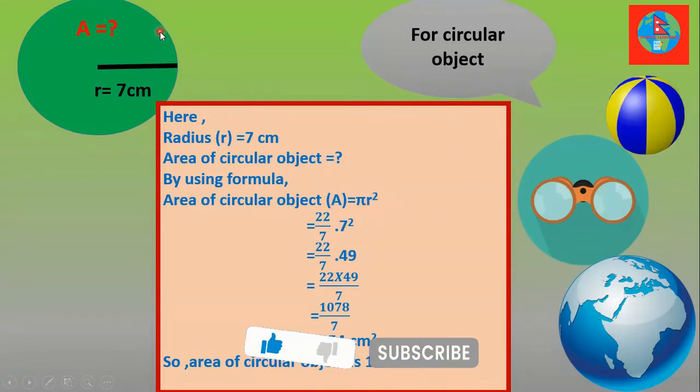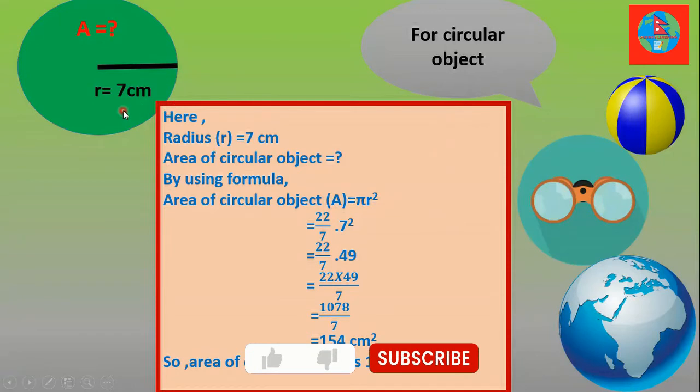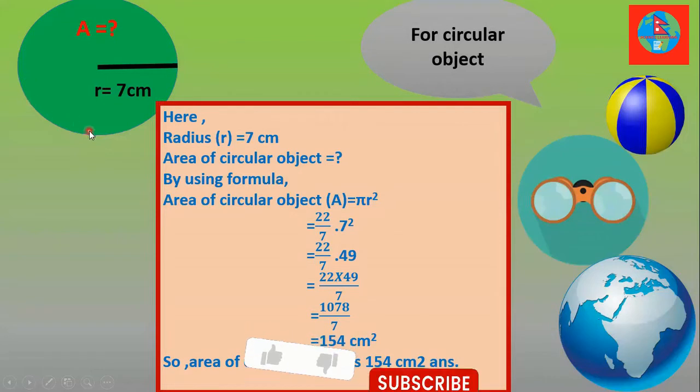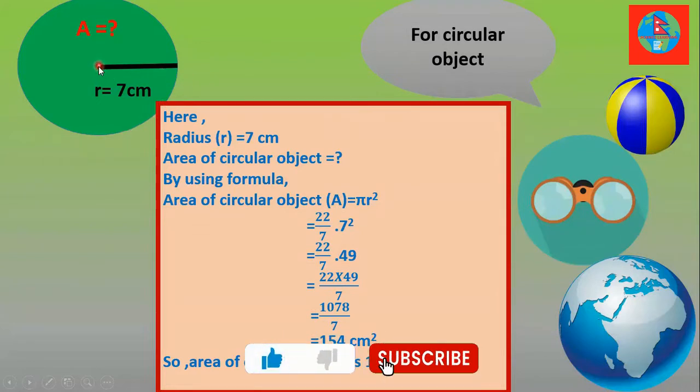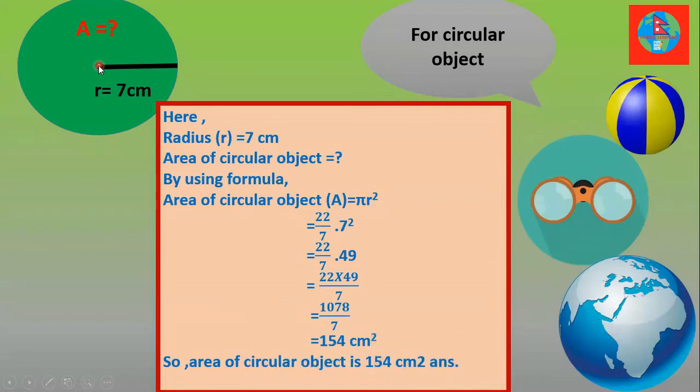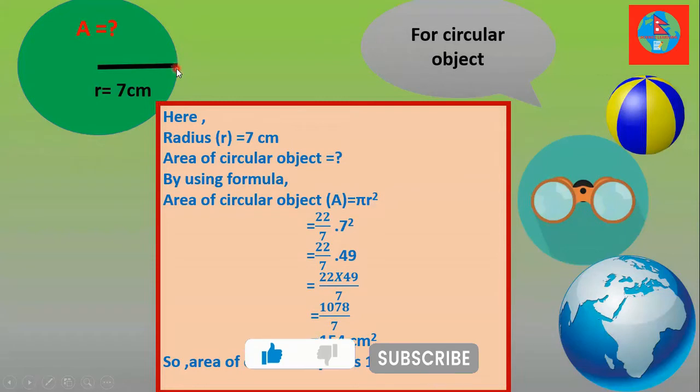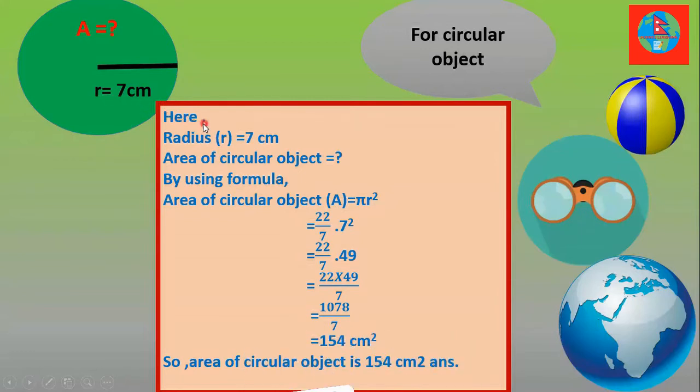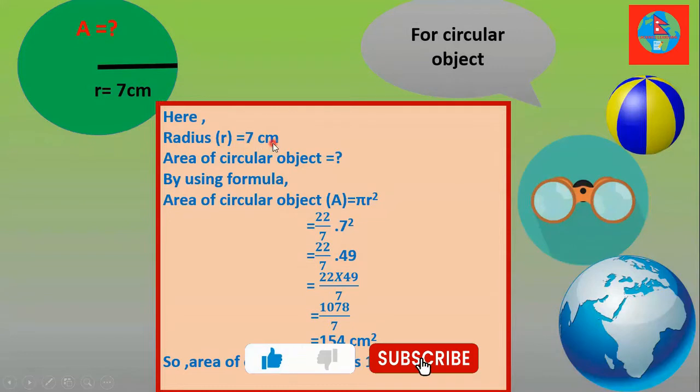Here is the round object, and this is the circumference of this circular object. Here is the center point, and the distance from the center point to the circumference is called the radius. Here r is given as 7 cm. What is the area of the circular object?